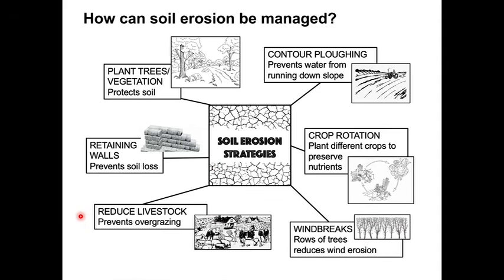Now, I've mentioned this in the previous one also. If you reduce your animals, then it prevents overgrazing. Then build retaining walls, so that the soil doesn't get blown away. And then plant trees, plant vegetation to protect the soil.